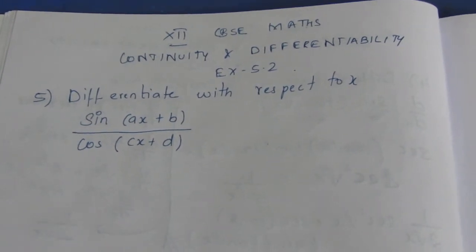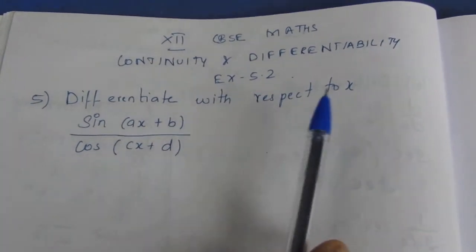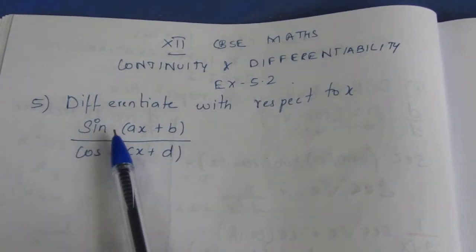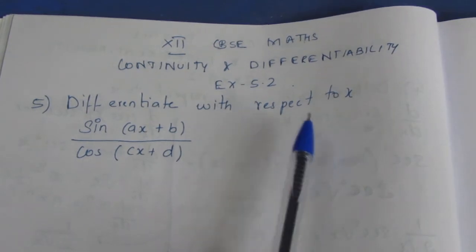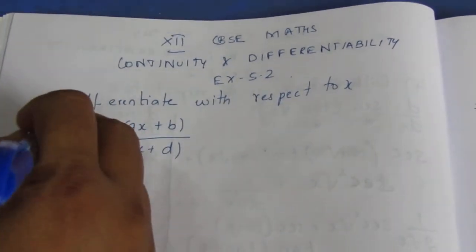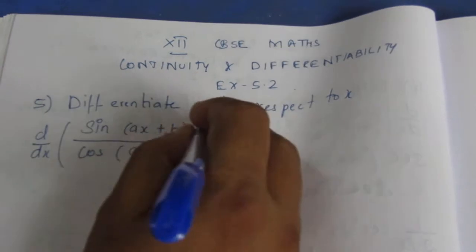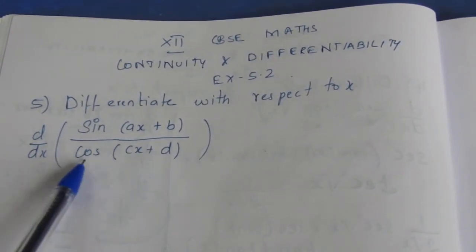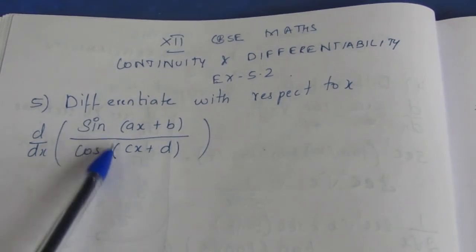Today we are going to see 12th CBSE Maths Continuity and Differentiability exercise 5.2 question number 5. Let's see the question. Differentiate with respect to x. So we are going to differentiate the given function. It is (sin(ax+b))/(cos(cx+d)). This is in u by v form.